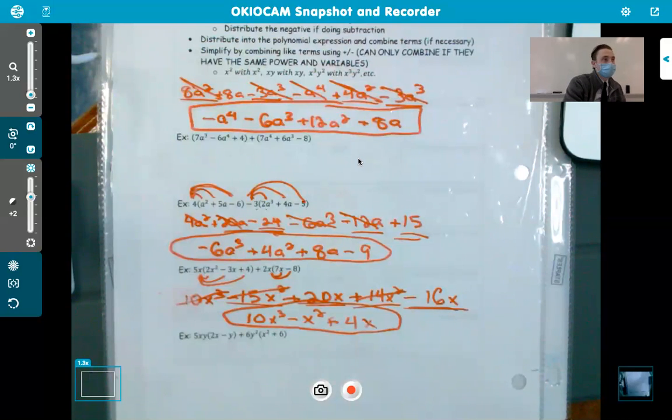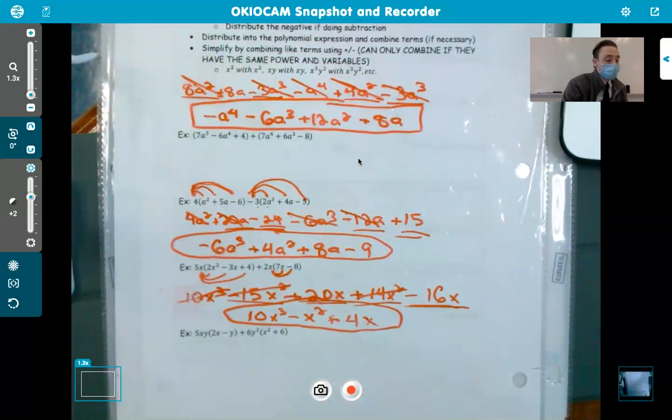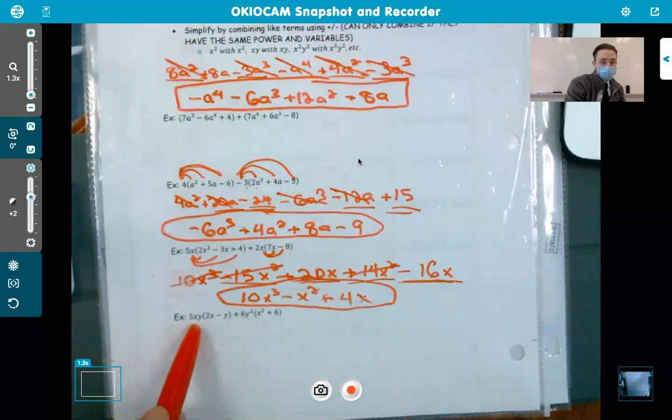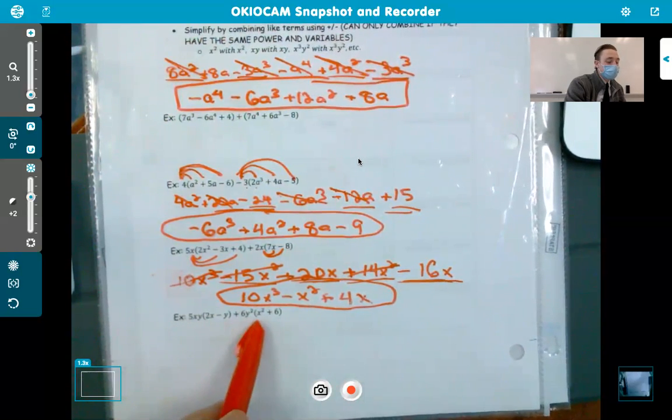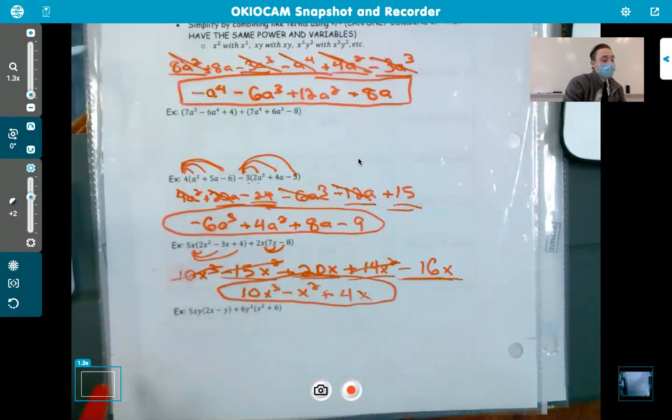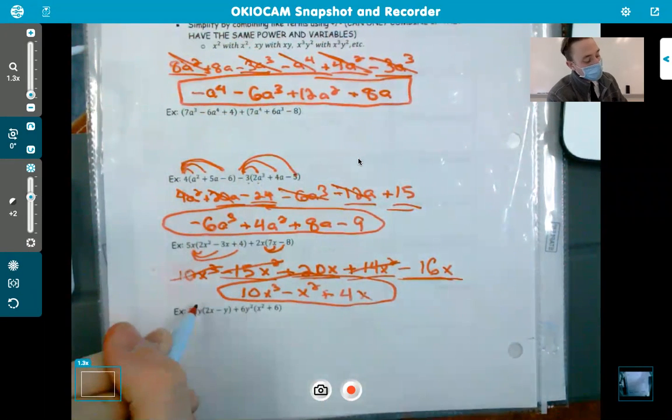All right. Let's take a look at the final example down there at the bottom, and then we'll move on to multiplication. So I have 5xy times 2x minus y plus 6y squared times x squared plus x. Well, now I have multiple variables involved. We still need to follow our steps from above. I can only combine things that have the same variables and the same powers, right? So I'll do this one on my own as well for the first half, and then we'll work on the second half together.